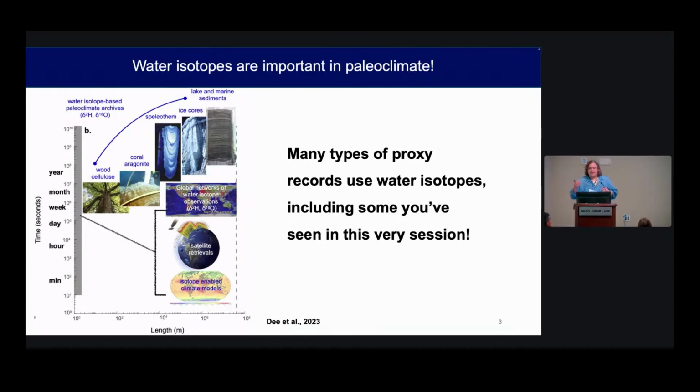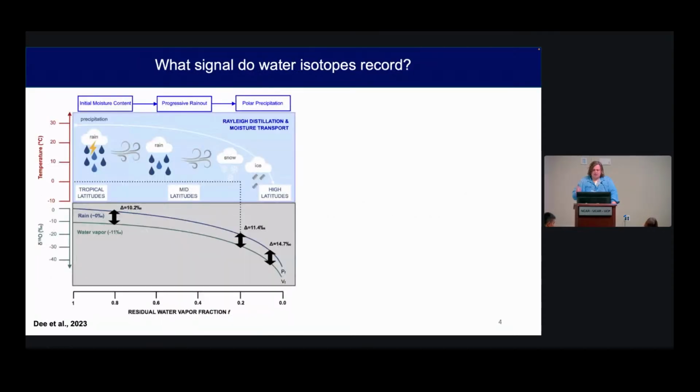Speleothems, paleotempestologists might find them in trees. And so it can be difficult if you're creating a proxy reconstruction based on water isotopes to know for sure what signal from the climate that record is recording, and this is where isotope-enabled simulations can come in and really help.